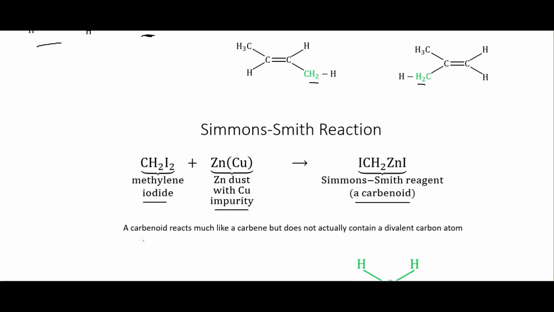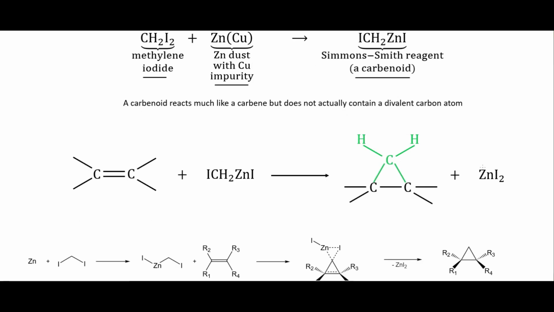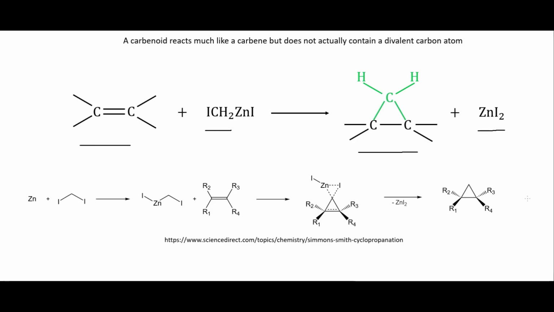And so what we mean by that is that a carbenoid reacts much like a carbene, but does not actually contain that divalent carbon atom. And so we get a reaction that looks like this. We bring in our alkene, we have our Simmons-Smith reagent here, then we form our cyclopropane product right here, and we give off this zinc iodide right here.